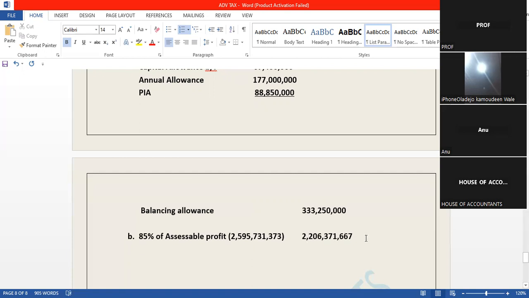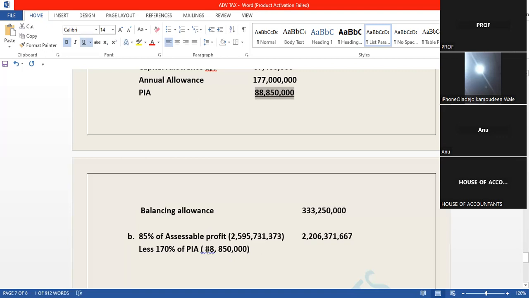So that is the first one. Then we also adjust for that less 170% of PI. I believe we still know our PI. So what is 70% of PI? Our PI is, let me put it in brackets, 88,850,000. So this is our PI here, which we calculated.